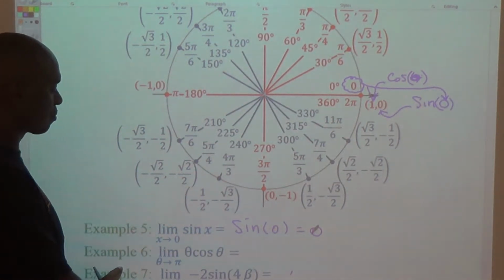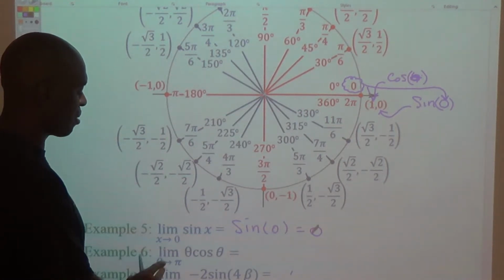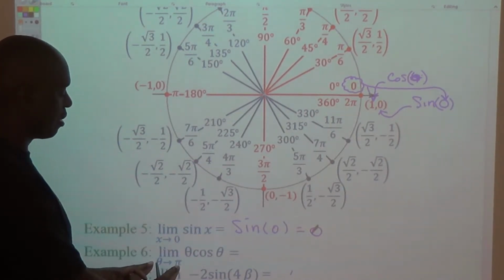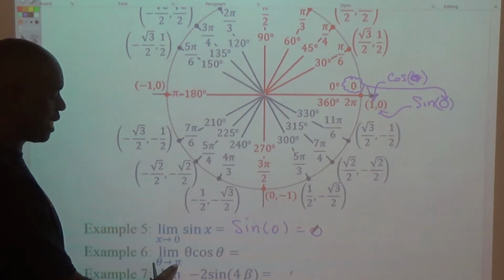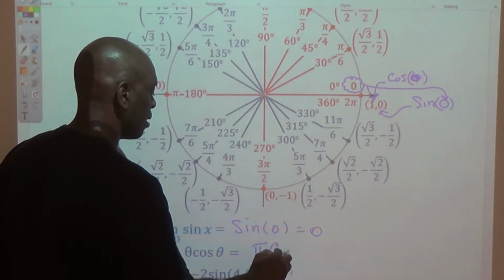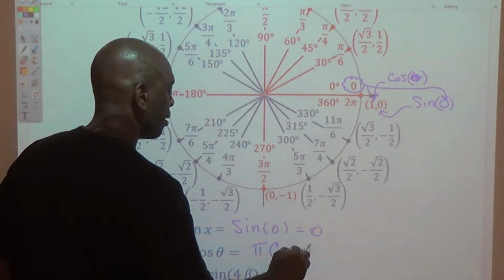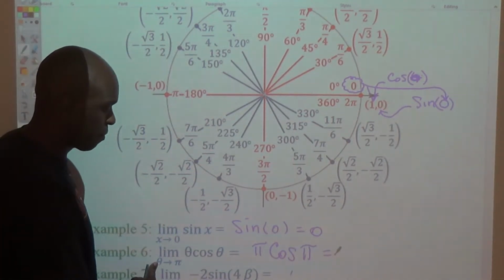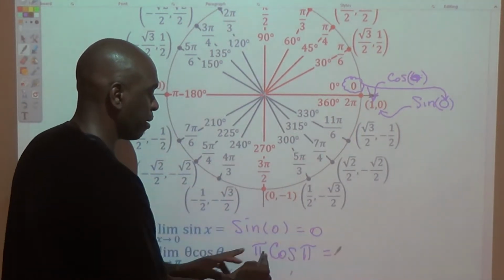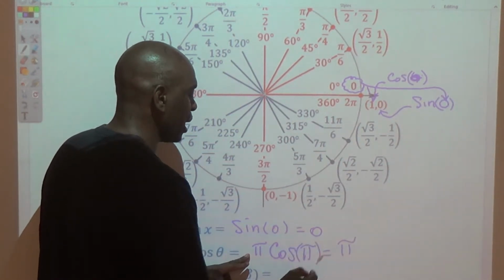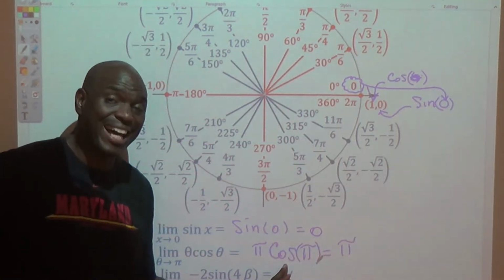Example 6. The limit as theta approaches pi of theta cosine theta. So now we're putting in pi for theta. Put pi in for theta. What do we get? We get pi times the cosine of pi. This is going to equal what? Pi times the cosine of pi. What is the cosine of pi?